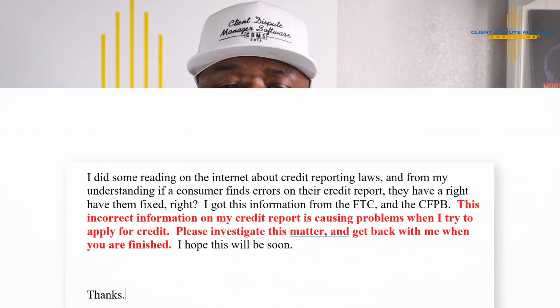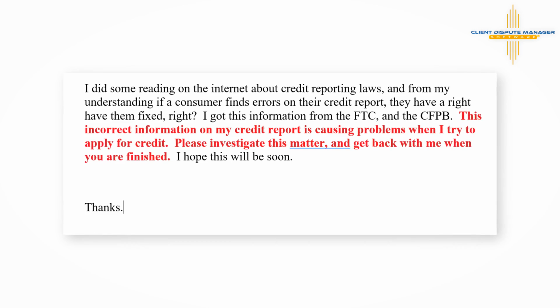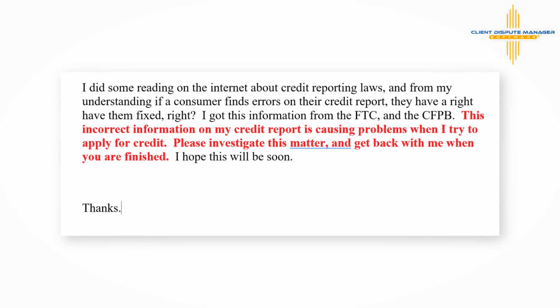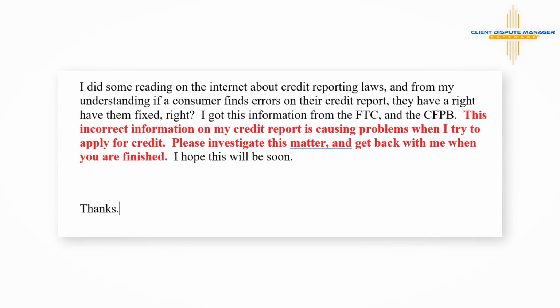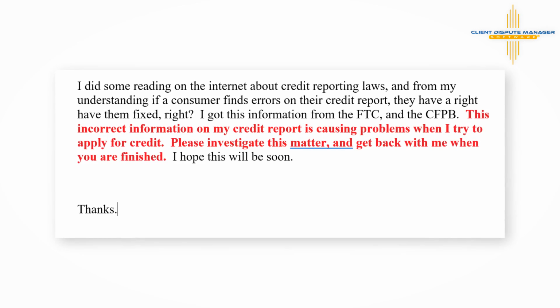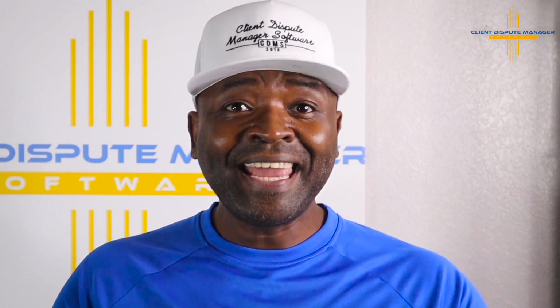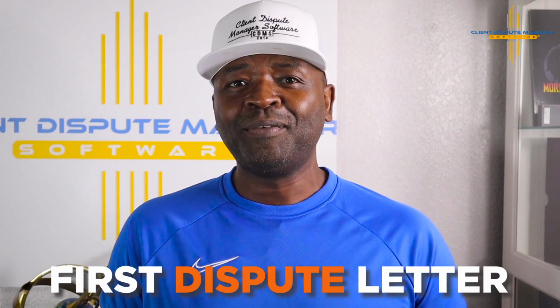If you move to the bottom of the letter, you will see a section in red. That section in red is telling the credit bureau exactly what you want them to do. This is very, very important when you're disputing any inaccurate information on your credit report. You always want to start with the first dispute letter in the 4-part dispute letter system.